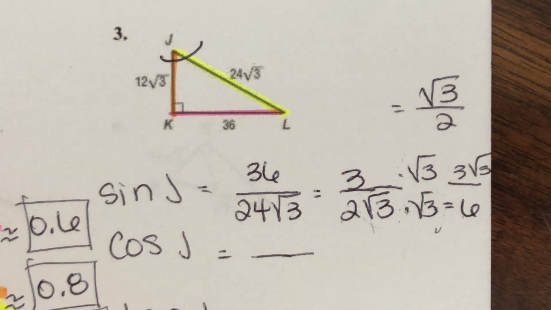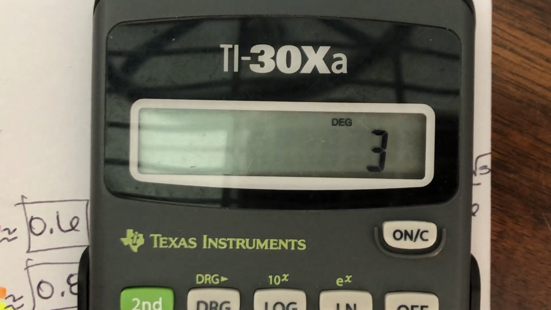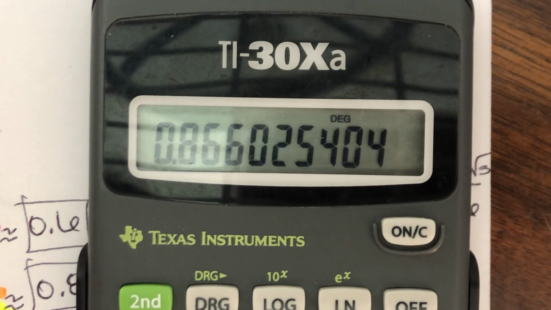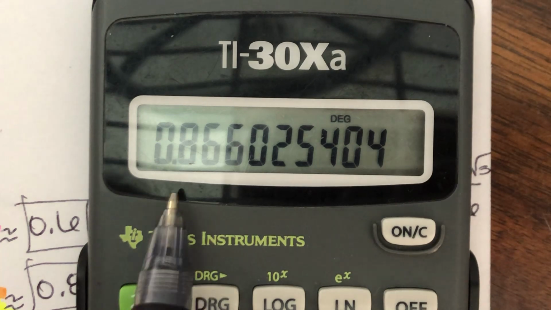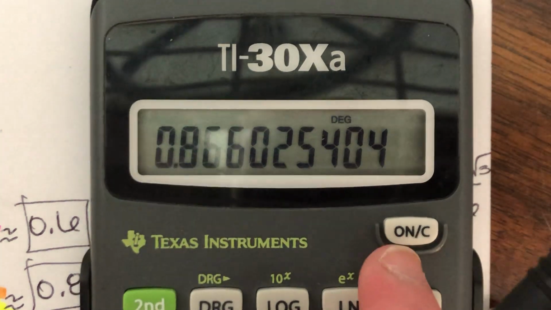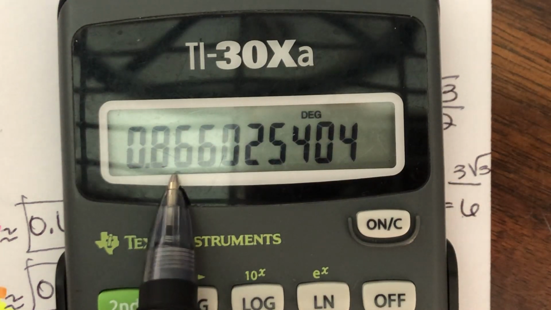And then I want to change it to a decimal. So I'm going to start with square root of 3, divided by 2 equals 0.866. I want to round to the nearest, what does it say? Round to the nearest hundredth, it says. So I'm going to make this 0.87.